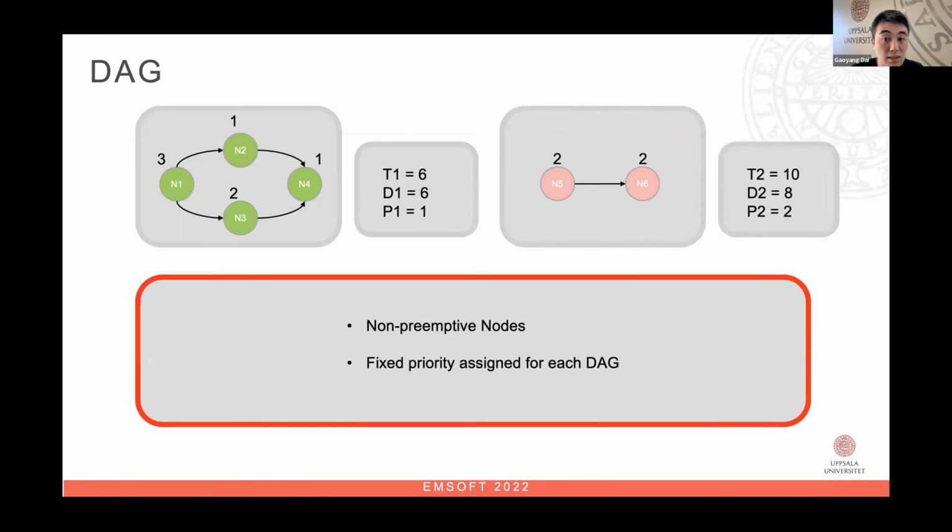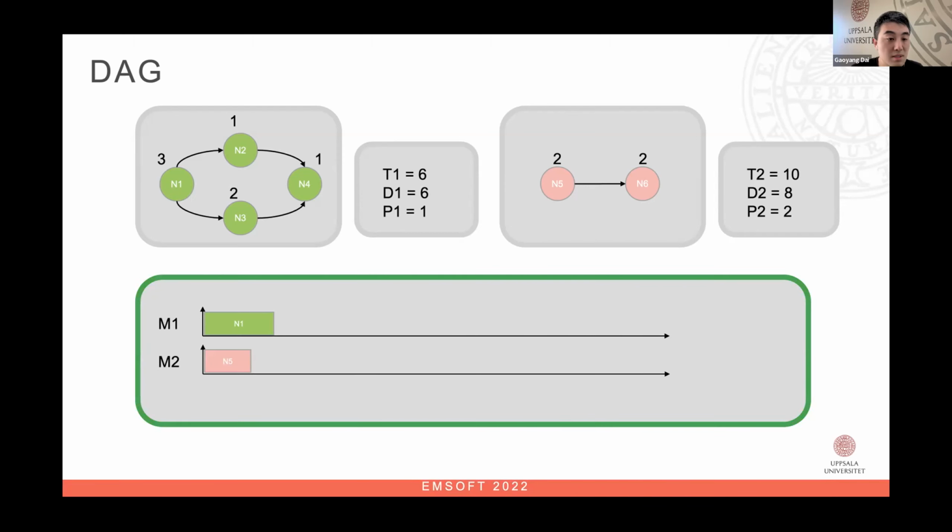Recall that all nodes are non-preemptive, and also now each DAG has a fixed priority assigned. Then if we schedule them again on 2 cores, the schedule could look like this. Then it's clear that this green DAG also missed the deadline. And actually, the worst case response time of this green DAG is 7.